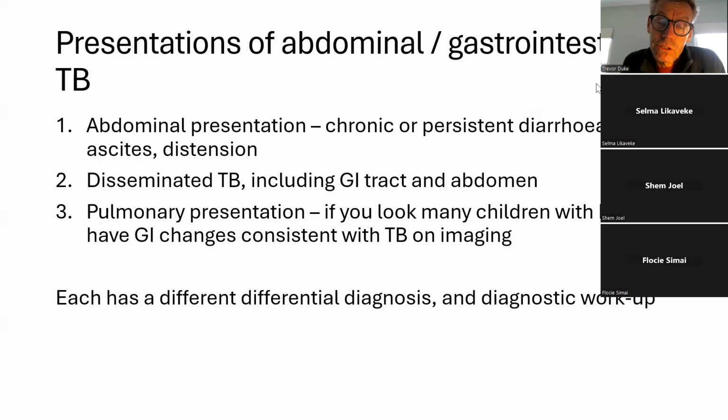And then there are the children that just present with pulmonary tuberculosis, but if you look hard enough, many children with pulmonary TB also have gastrointestinal tract changes consistent with TB on imaging. Many children who have pulmonary TB will have coughed up the tubercle bacilli into their mouth, swallowed it, and then it can infect their gastrointestinal tract. That's usually the mechanism by which children can go from just having pulmonary TB to having gastrointestinal tract TB, and also abdominal TB with ascites, etc.